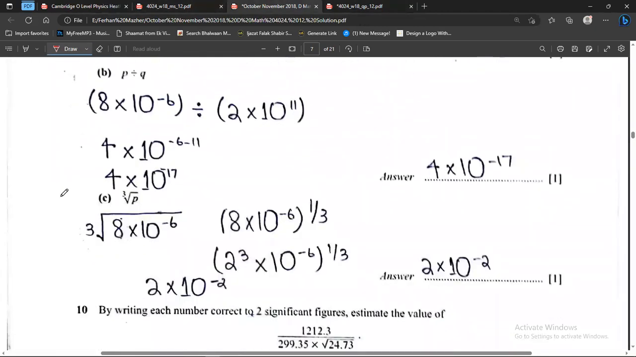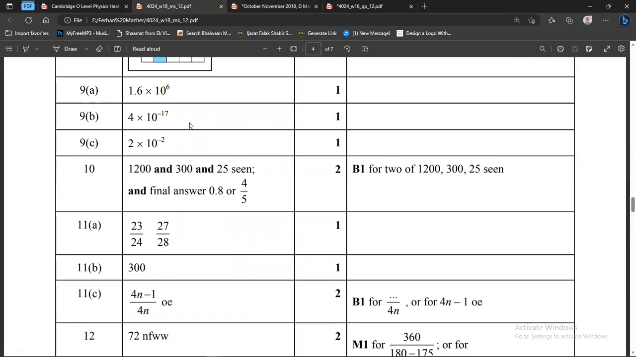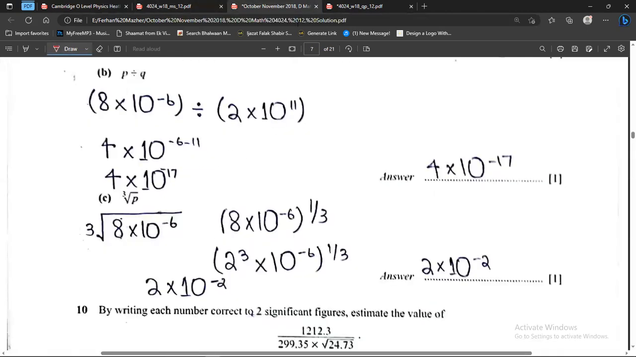So P divided by Q, and that means 8 divided by 2, which is 4. And when you divide these, their powers will be subtracted. So you will have 10 raised to power minus 6 minus 11, so it will be 4 into 10 raised to power minus 17. 4 into 10 to the power minus 17 is the answer.